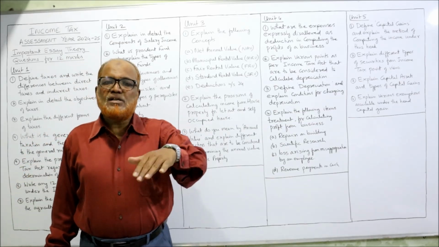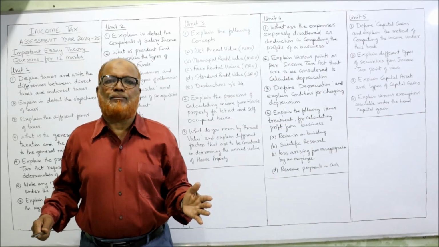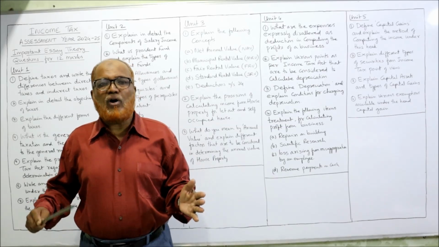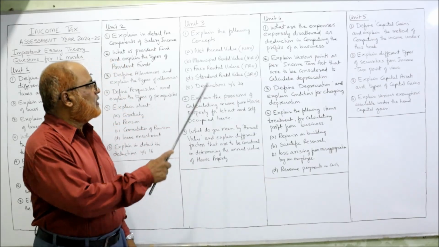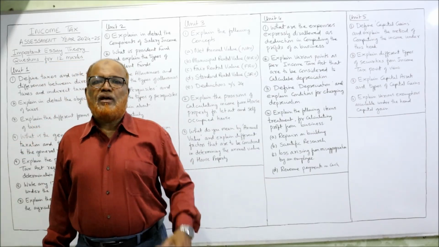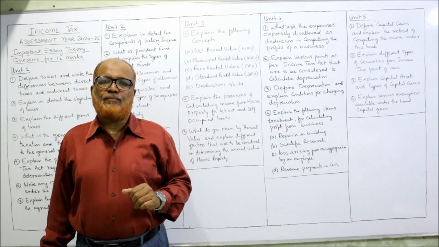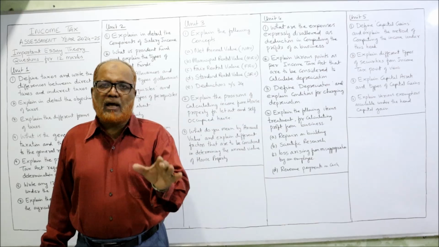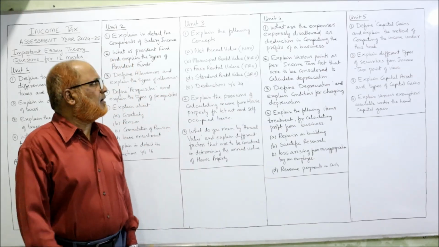The rent of similar house or similar accommodation in the same locality, in the same area, what other houses are fetching the rent. That is called fair rental value. Standard rental value. If the house is governed by the Rent Control Act, then the rent controller will fix the rental value of the property. That is called standard rental value.